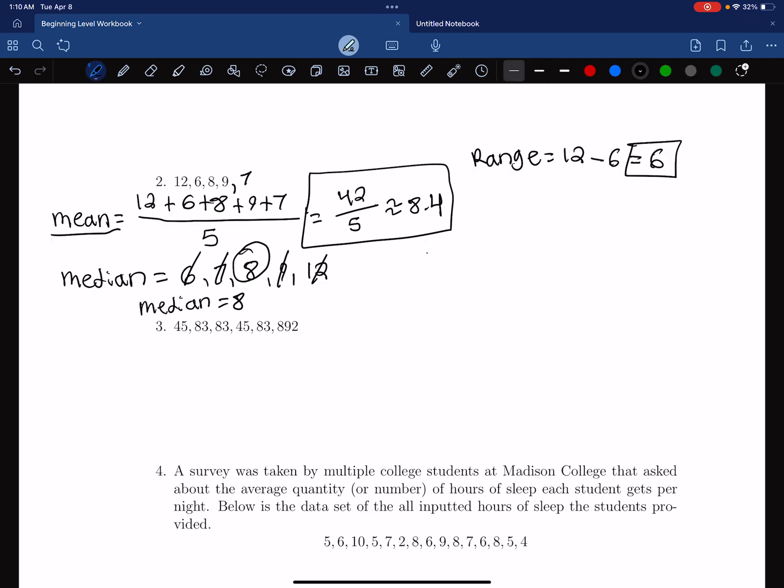And then we have our mode. And the mode is the value that repeats the most. So let's look. And it doesn't look like we have any values that repeat more than once. And when this happens, we just have no mode.